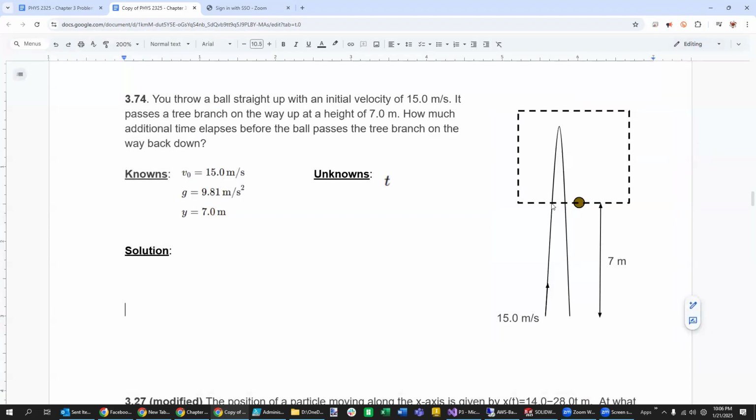So we have an initial velocity here. That's where the branch is. We go up all the way to the top, and then we come back down over here. So we're looking for the length of time it takes to do that, even though the initial velocity is down here. All right, so I want you to select an equation for that. I'll pause the video and give you time to come up with an equation from our equation sheet.